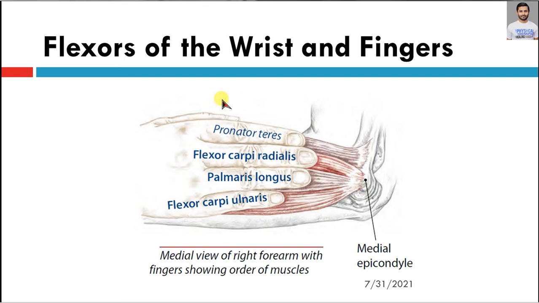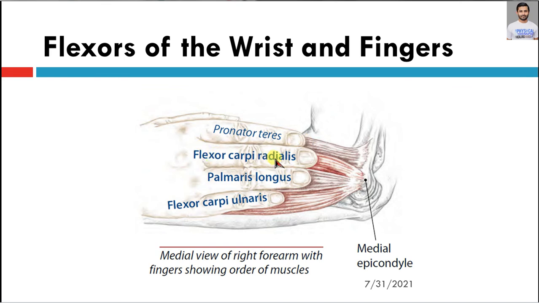Now, flexors of the wrist and fingers. Just below the brachioradialis, if you place your hand like this, the topmost muscle will be the pronator teres, and this is the muscle under which the median nerve passes. There is also a syndrome called pronator teres syndrome, which is just because of the tightness of this muscle.